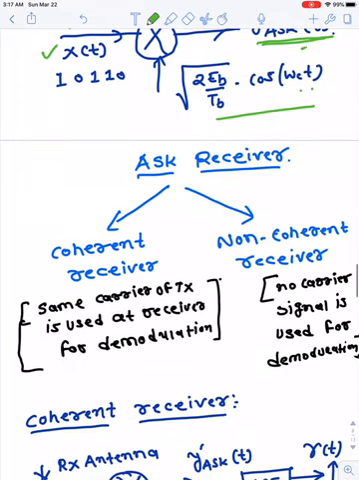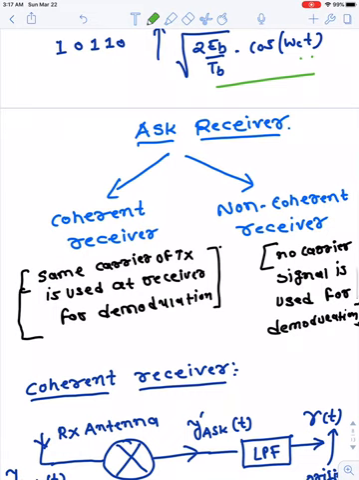Now if we go to the receiver side, we may have two possibilities. Most receivers can be classified basically in two categories: coherent receiver or non-coherent receiver. The coherent receiver is a receiver which, at the time of demodulation, uses the same carrier signal that has been used at the transmitter for the modulation. So modulation is done using some carrier, and demodulation is also done using the same carrier. Then we have a coherent receiver.